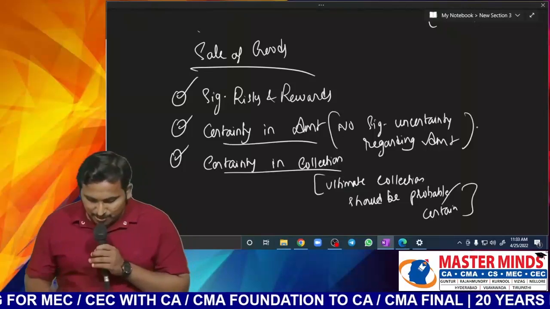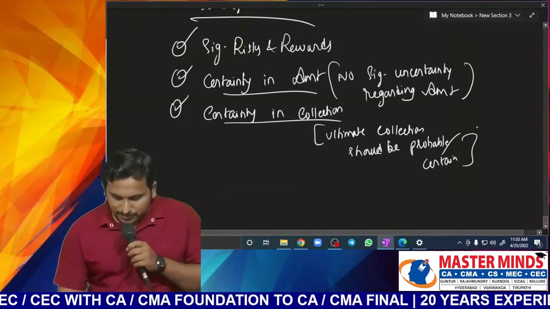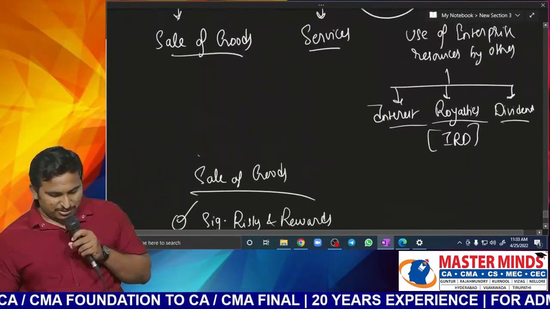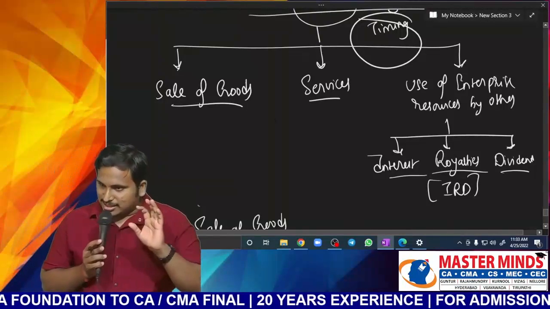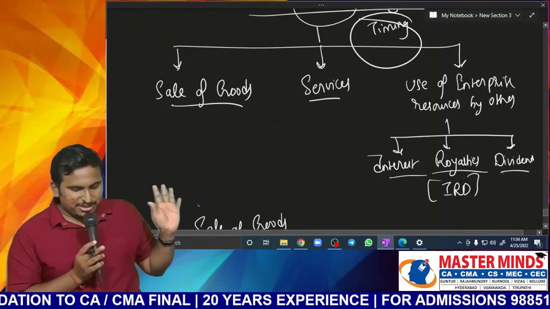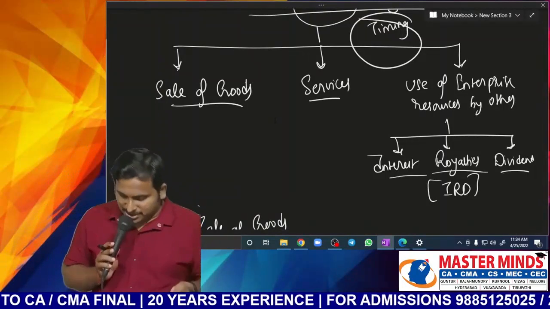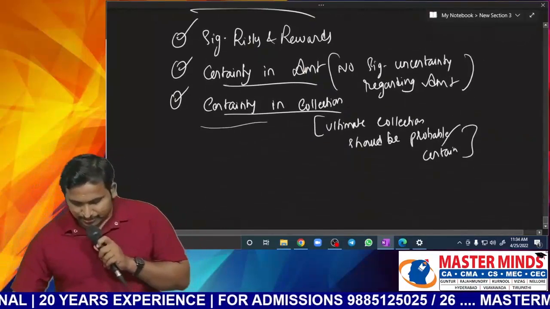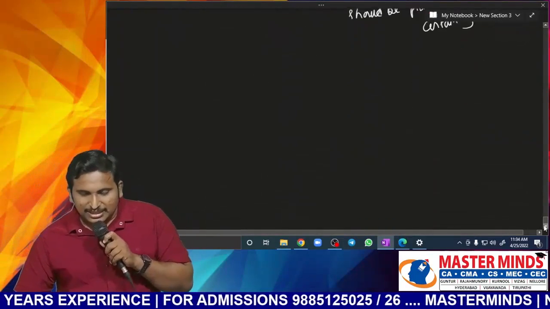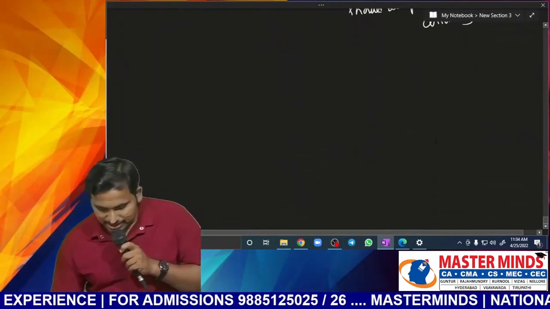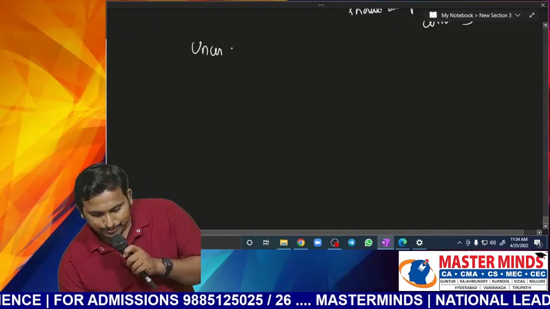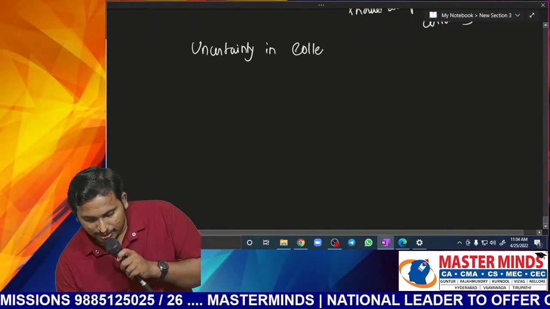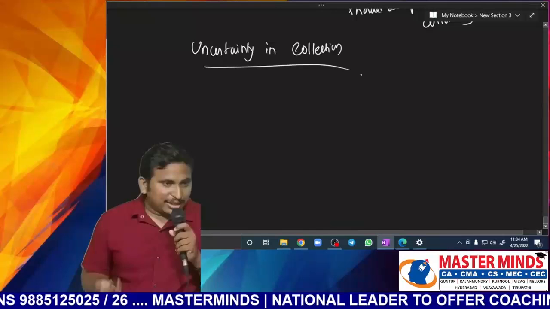Now let me focus on the aspect of certainty in collection, which is common for all three types of income. This discussion is common for sale of goods, services, or IRD: interest, royalties and dividend. You are telling there should be certainty in collection. Suppose there is uncertainty in collection. What will you do?